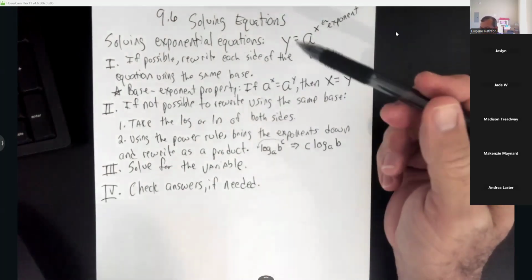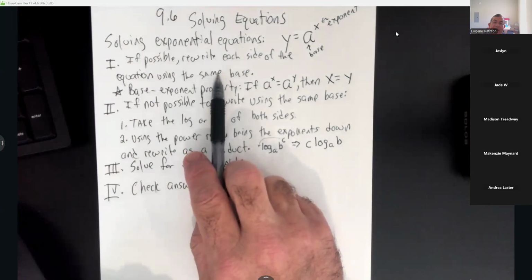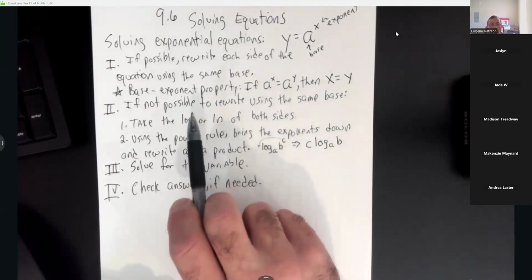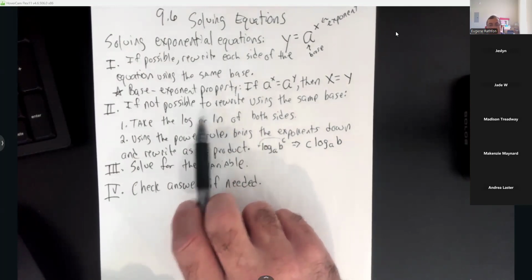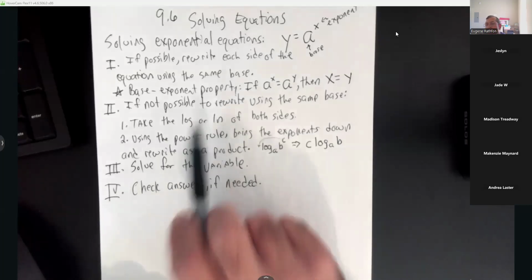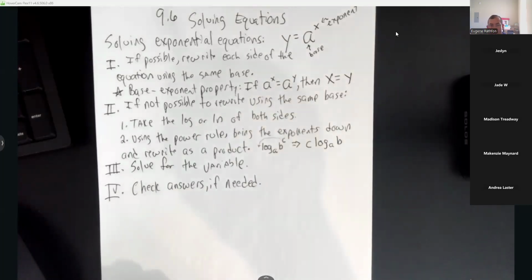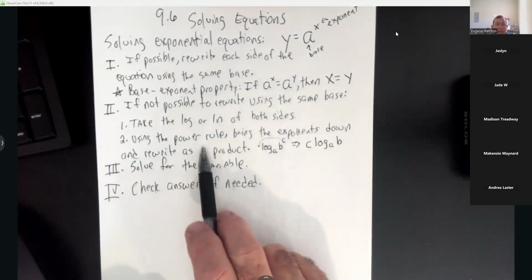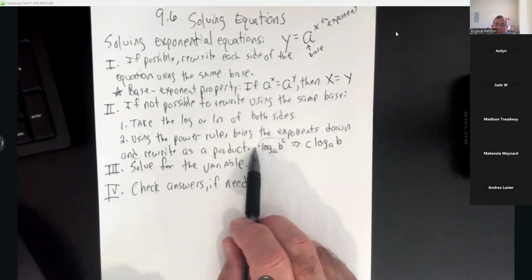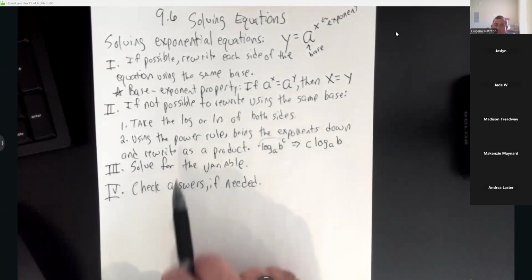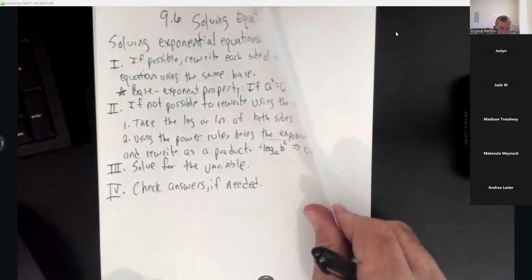All right, so my steps. I'm going to start out trying to rewrite each side if I can. If I cannot do that, I'm going to take a log or ln. I'll take a log if it's a number for the base. I'll take an ln if it has the little e for the base, okay? All right, that's going to give me the opportunity to bring the exponent down, write it as a product. At that point, we'll solve for the variable and then check if needed, okay?